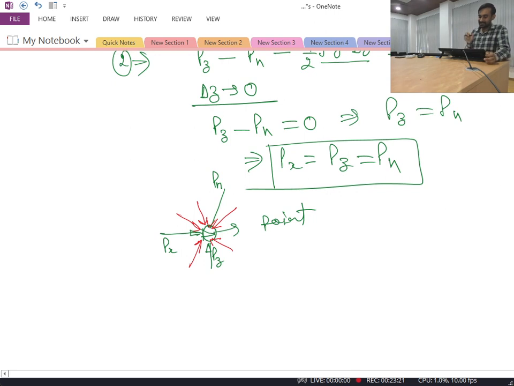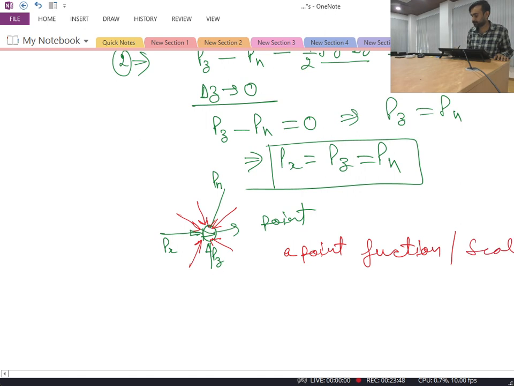But if we are taking the assumption that the fluid element is very small and it is approaching almost a point, then for a point in a fluid medium, the pressure acting from all the directions is actually the same. So this is one very important conclusion for fluid flow, which makes pressure a point function, and I can call it a point function or a scalar, because it has the same magnitude in all the directions.